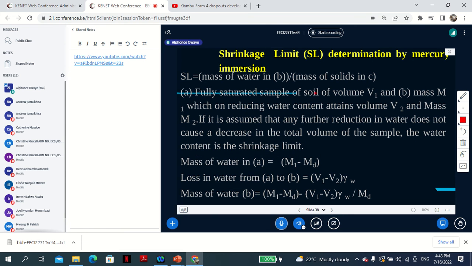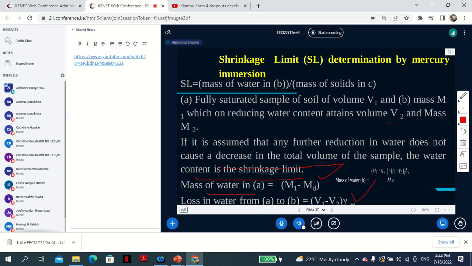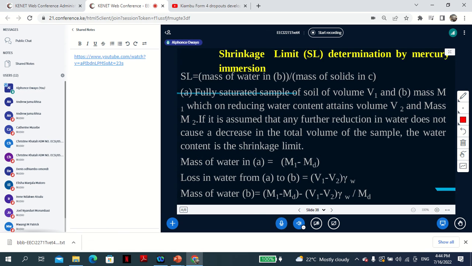Then I think something is either wrong or these are repeated. Anyway, this slide is repeated, and that's how you find the mass of water in B.